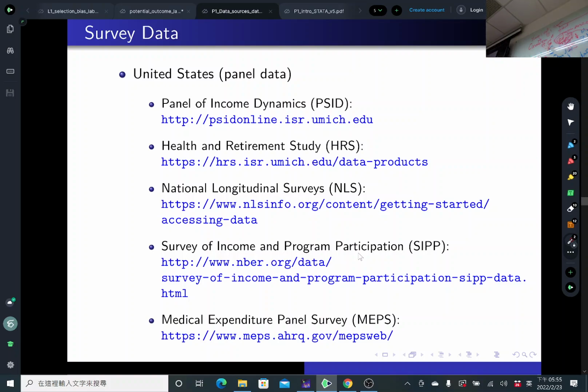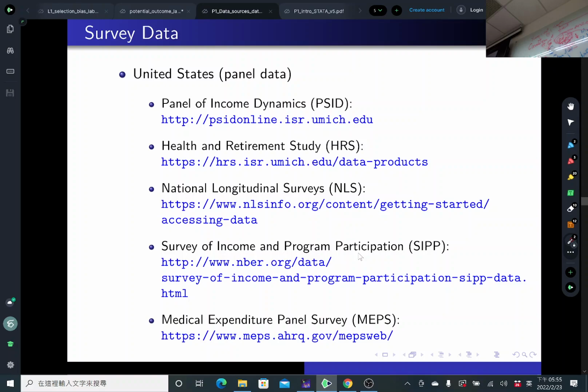And if you want to look at something related to health and retirement, you can also look at this panel data. This survey basically surveys people who are above 50 years old, middle age until they die. So it's a health and retirement survey, combining questions about labor and health.